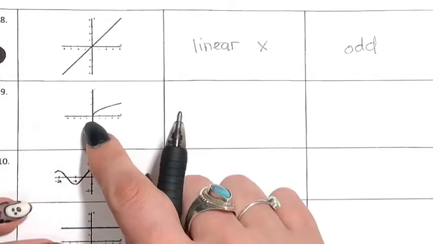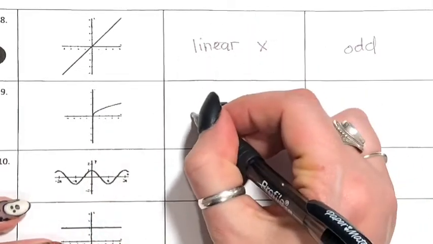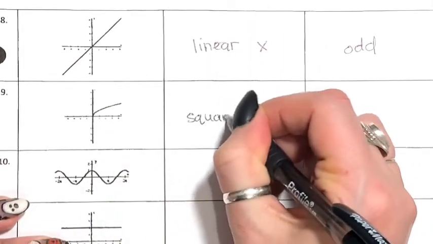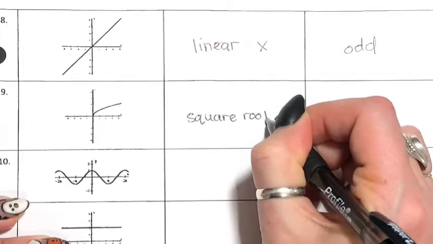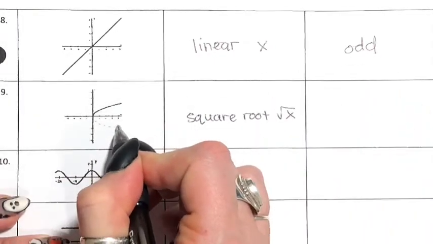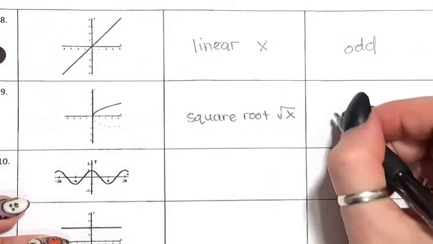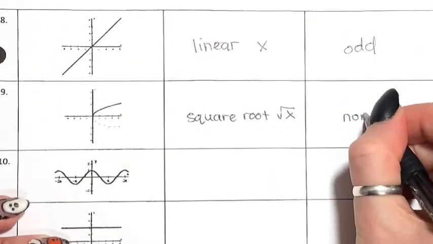Okay, the next one looks like just a little half of a parabola. This one is going to be your square root function. So remember, we can't take negatives of square roots. So that's why we don't have the bottom half of that square root or parabola shape. We just have that positive top half. And this one has no symmetry, so I'm just going to write none.